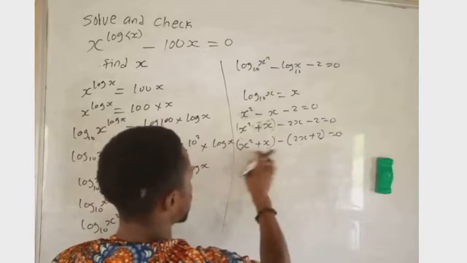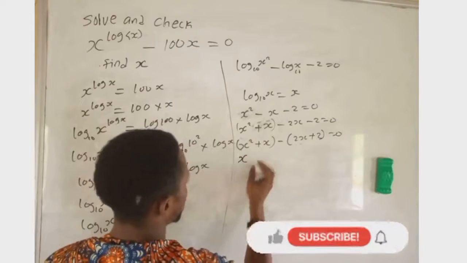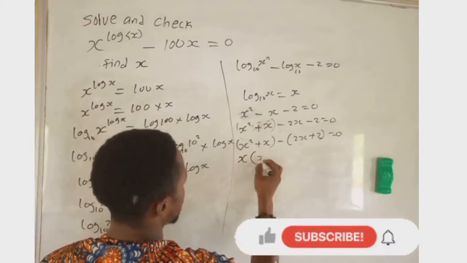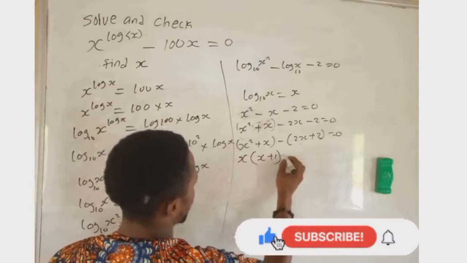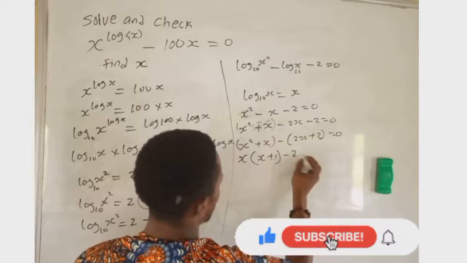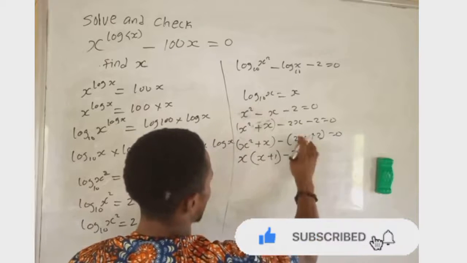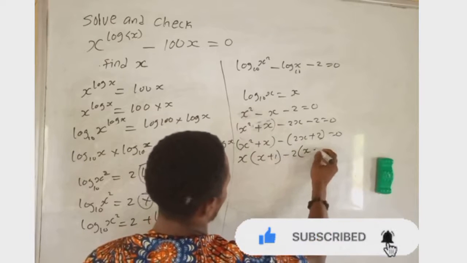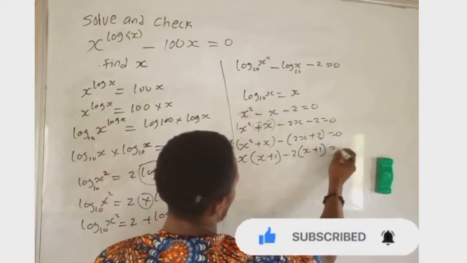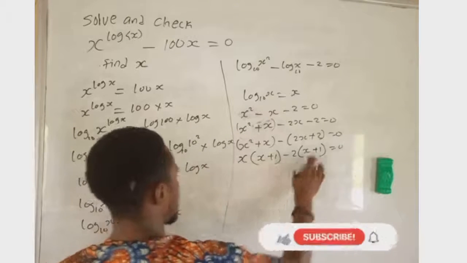In this place, what is common to both? s is common to both, so let's take s outside. Here we have s plus 1. Minus, what is common to both here? 2 is common to both, so let's take the 2 outside. Here we have s plus 1, close bracket, equals 0. Since these two brackets are the same, you can take one of them outside.